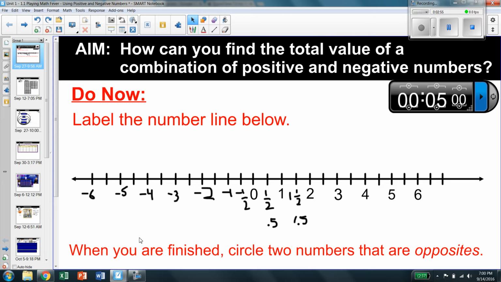So the last direction tells us when you're finished, circle 2 numbers that are opposites. There are tons of things that we could do here, but I'm just going to start with 2 that are opposites. If I'm looking at -5, we should know that opposites are the same distance from 0, but in opposite directions on the number line. So if I'm starting at 0 and I go to -5, I start at 0 and I go to +5, and those are opposites. Same thing holds true for +1 and -1. Those ones are also opposites, and I think you guys get the rest.